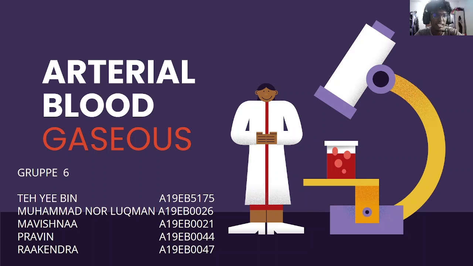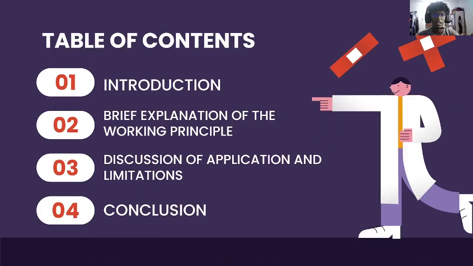Welcome to everyone. So we are from group 6. So we'll be presenting about the arterial blood gases. So these are the table of contents.